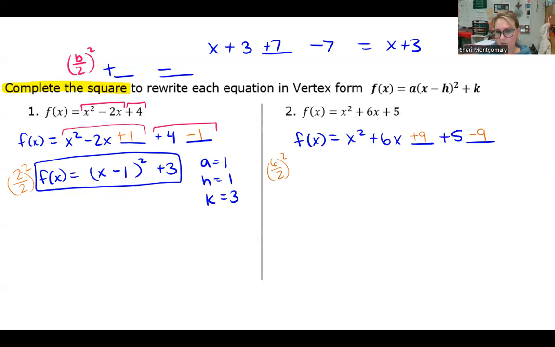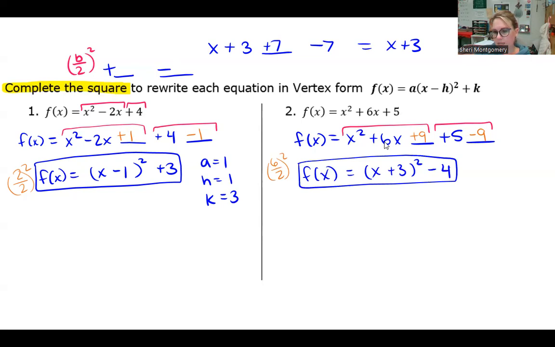So again, you look at the first 3 terms together to factor. It will always set up with parentheses, squared, and an x. Then you look at this middle term and you just half it. So what's half of +6? +3. All right, and then I have 5 minus 9. What is that? -4. And that's it.